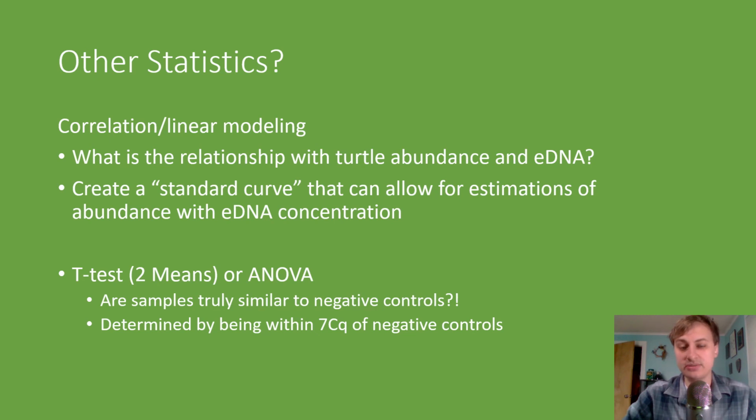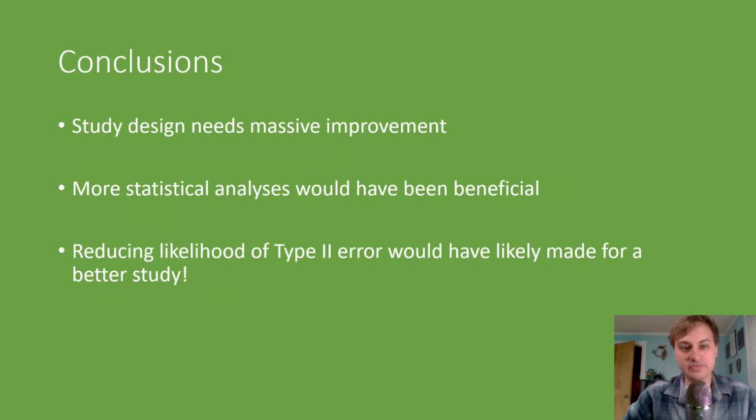And then also actually testing for significance between the negative controls and the other samples, I think would have been ideal because again, that 7 CQ I don't think was actually calculated. I think that was just pulled from another paper. So I think they should have tried a t-test for two means or tried to run an ANOVA and just see how that turned out. So overall, they need to make some major improvements with that study design. There are just some big errors there. Their statistical analyses could have been a little bit stronger too, and that type 2 error, I think, really prevented the study from being as good as it could be.